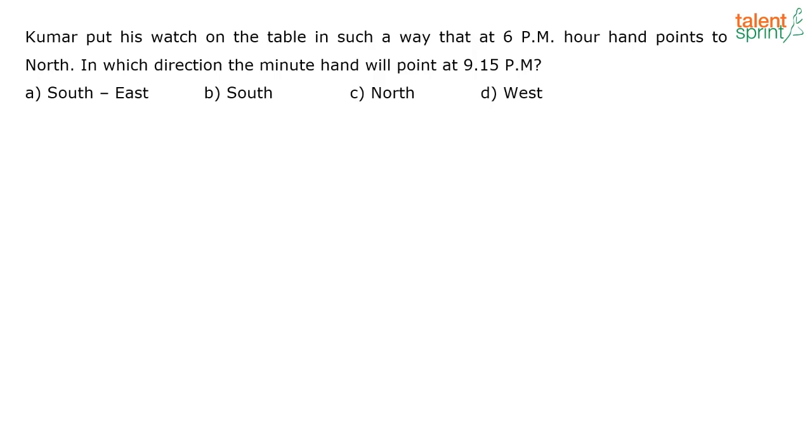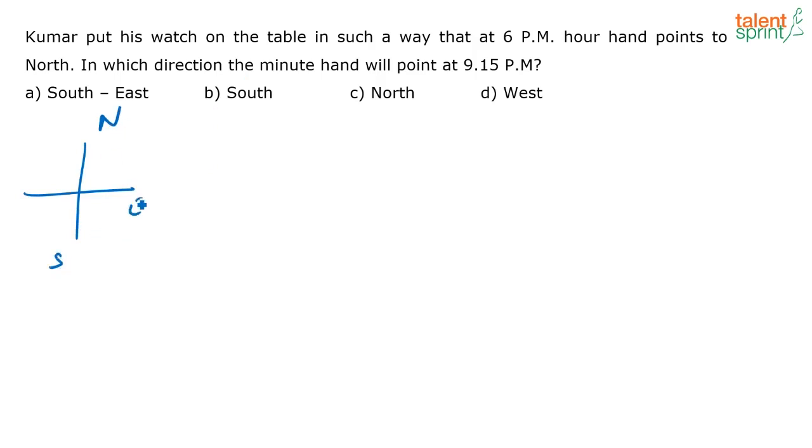Kumar put his watch on the table in such a way that at 6 p.m. the hour hand points to north. In which direction the minute hand will point at 9:15 p.m.? So what is given? Kumar is putting his watch on a table in such a way that at 6 p.m. the hour hand is pointing north.